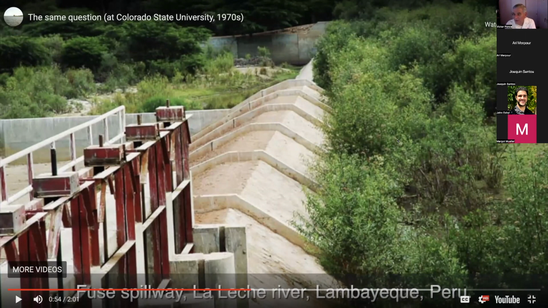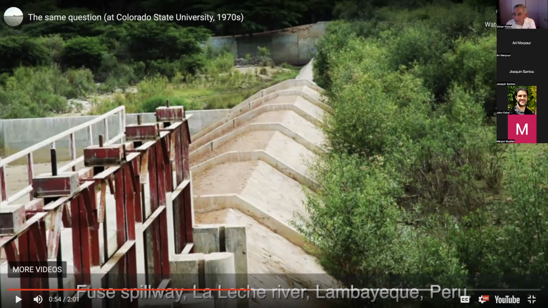I would go there about every 3 months, and I ran into this project, which I thought was really fascinating. I had heard about these, but I had never seen one. So when I was there, I promptly took a picture of it. What is this? This is a fuse plug spillway.